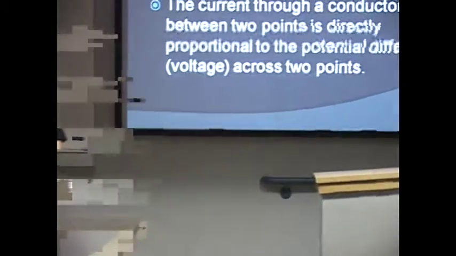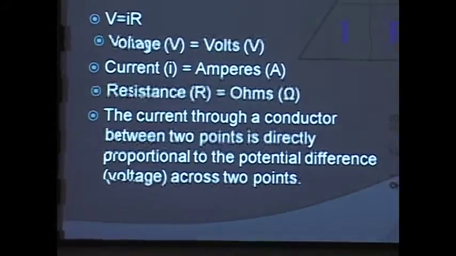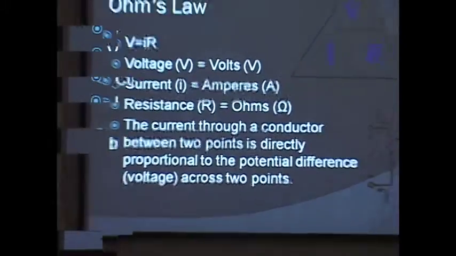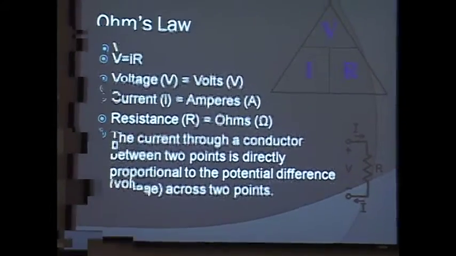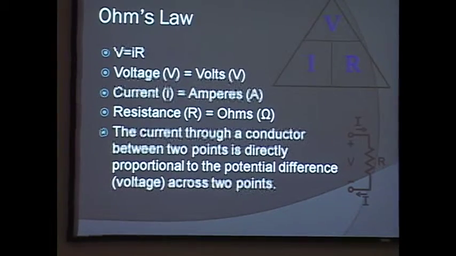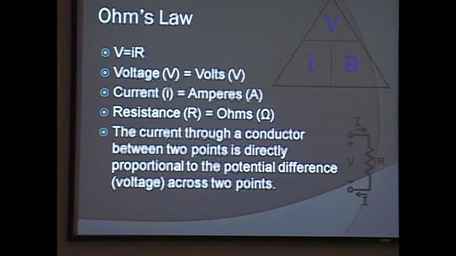This is on electronics fundamentals, which is very exciting. Start with Ohm's law, Christie's favorite. It's V equals IR. What this means, the definition down here: the current through a conductor between 2 points is directly proportional to the potential difference, or the voltage, across the 2 points.